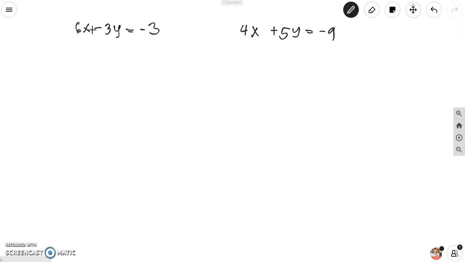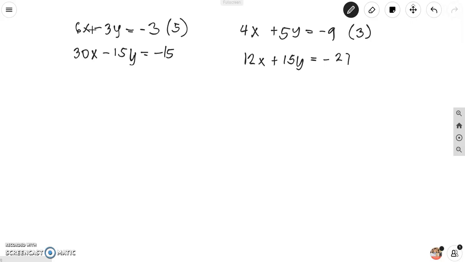So here, what variable are we going to eliminate? Let's try to eliminate y. We have to find a common multiple of 3 and 5. Therefore, we will multiply the first equation by 5 and the second equation by 3. So 5 times 6 gives 30x, 5 times negative 3 gives negative 15y equals negative 15. On the other equation, 3 times 4 is 12x, 3 times 5 is positive 15y equals negative 27.